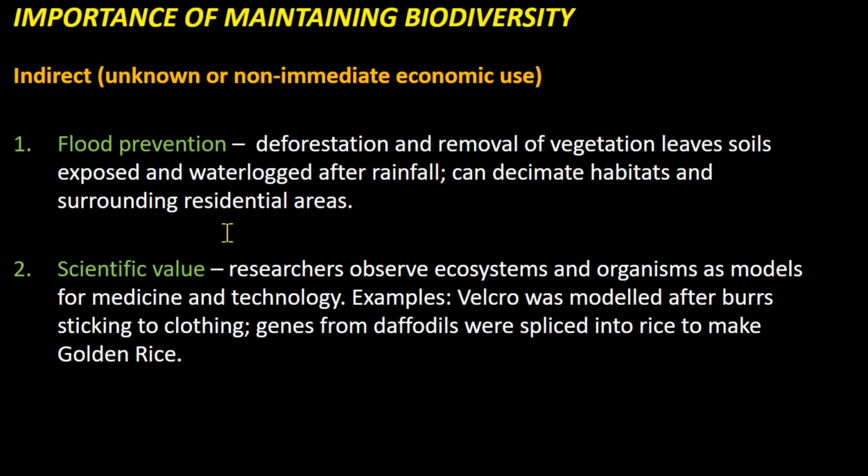Then we have the scientific value. So researchers observe ecosystems and organisms as models for medicinal technology. A good example here is Velcro, that kind of sticky material. This was modeled after burrs sticking to clothing, those little seeds that stick to your socks. In the aspect of genetic engineering, they learned about genes from daffodils that could be spliced into rice to make golden rice for people who are suffering from night blindness, basically to develop vitamin A.